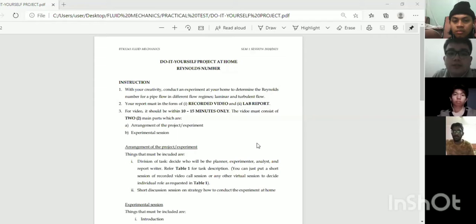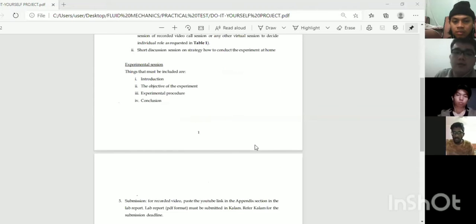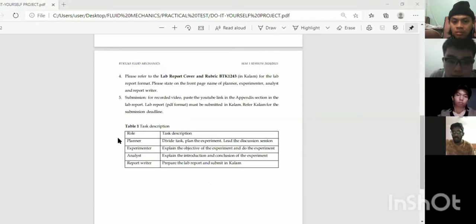Before we start this project, we divide our roles first, like the planner, experimenter, analyst, and report writer, as shown in the slide. My name is Lin Chung King, matric ID TH19020. I will be the planner in this project, which will plan the experiment and also lead the discussion session. And other members, you can choose the task which you want to do.